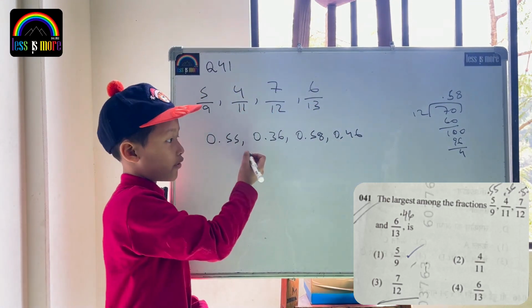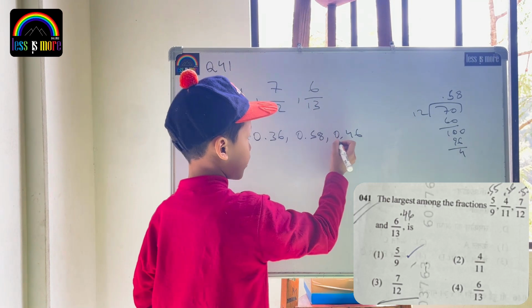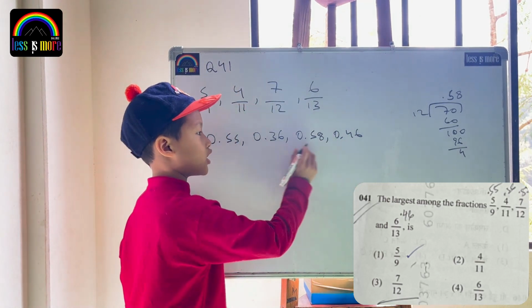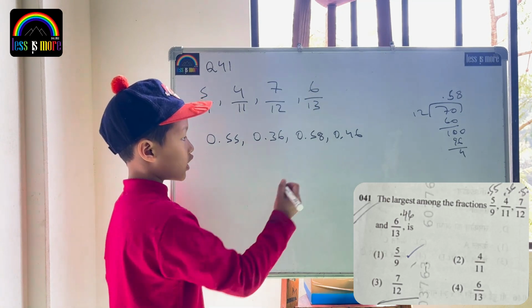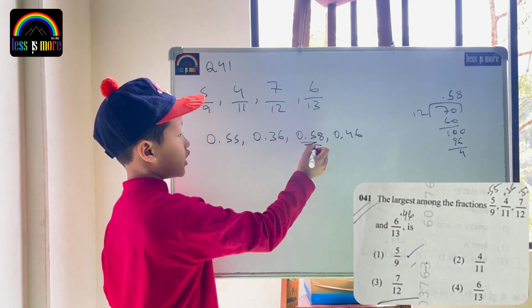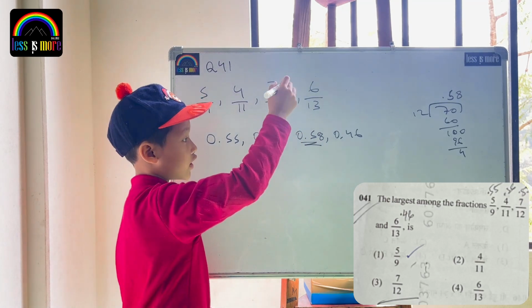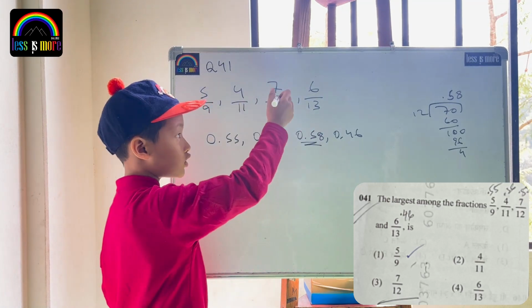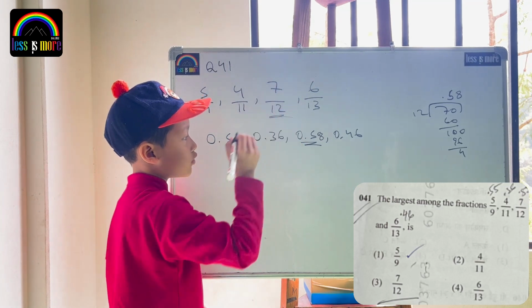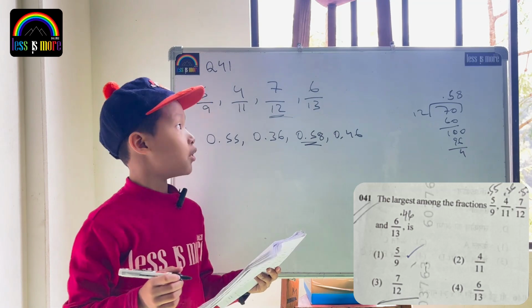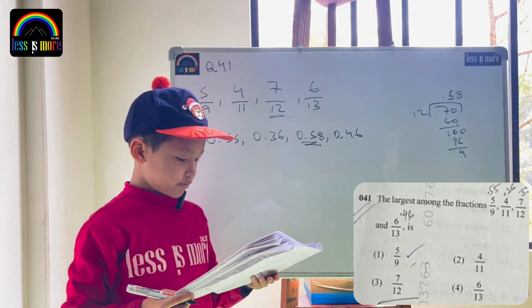Then 0.55, 0.36, 0.58, and 0.46 came out. So all we need to do now is find the biggest among these four decimals. The biggest one is 0.58, and this decimal is 7 by 12 converted into decimal. So 7 by 12 is the biggest fraction. And the answer to question number 41 is 7 by 12.